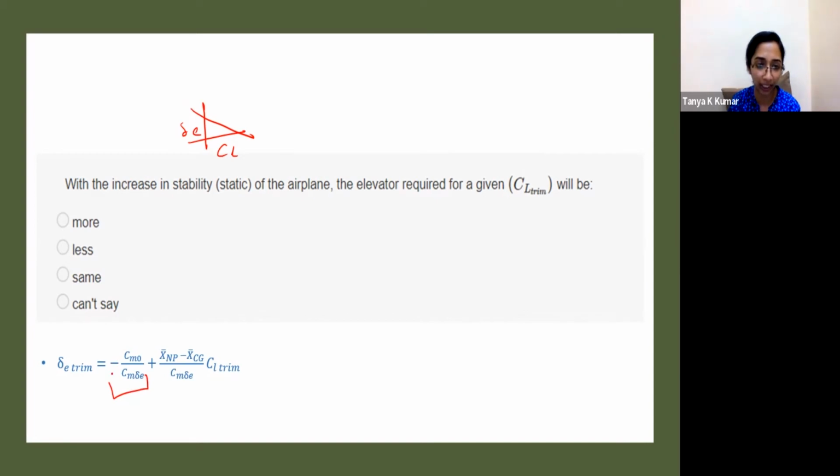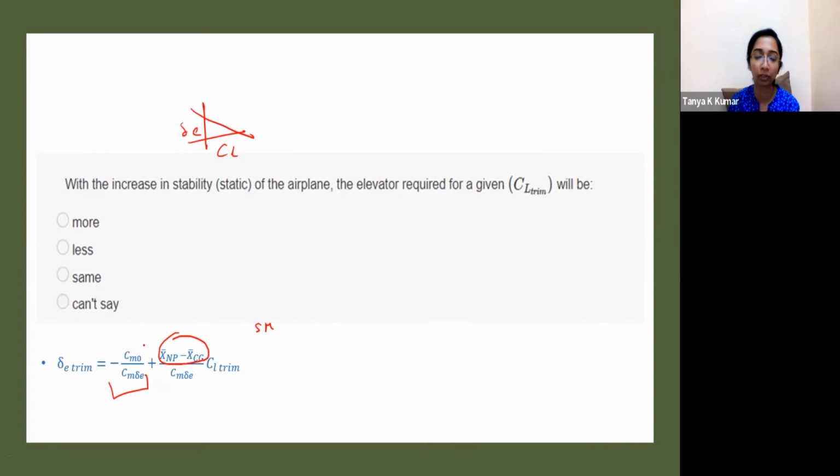Will this term change with an increase in static stability? What is static stability of an airplane? Longitudinal static stability. It is measured by this quantity, right? This is the static margin. Static margin, I told you, was a measure of the stability of the aircraft. So this term will increase with an increase in stability, correct?